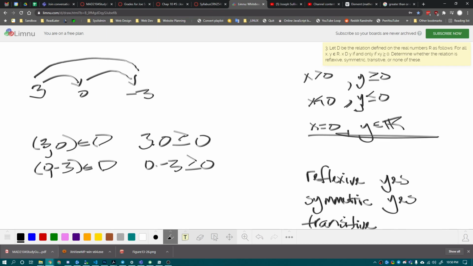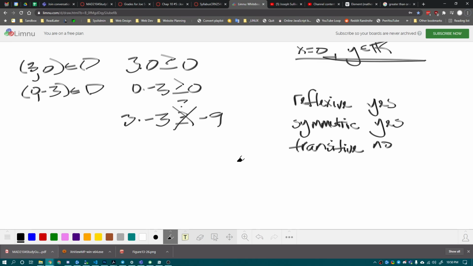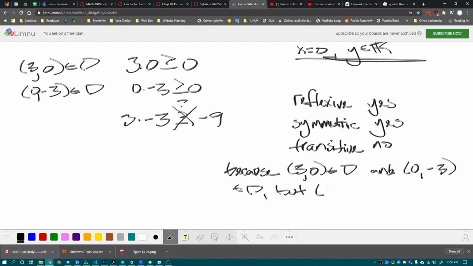But can I find a shortcut going from 3 to -3? Well, let's find out. 3 times -3, is that greater than or equal to 0? It is not. It's equal to -9. So this would be no. And how I would write it on the exam is: it is not transitive because (3, 0) is an element of D, and (0, -3) is an element of D, but (3, -3) is not an element of D.